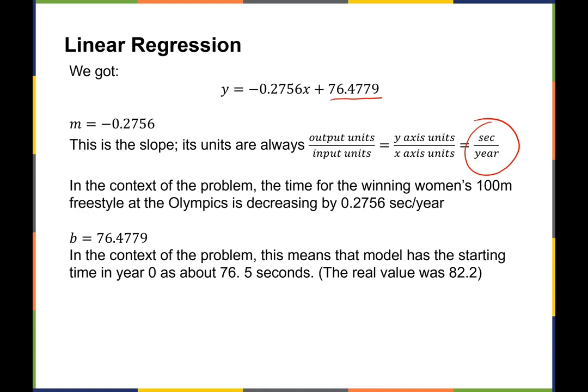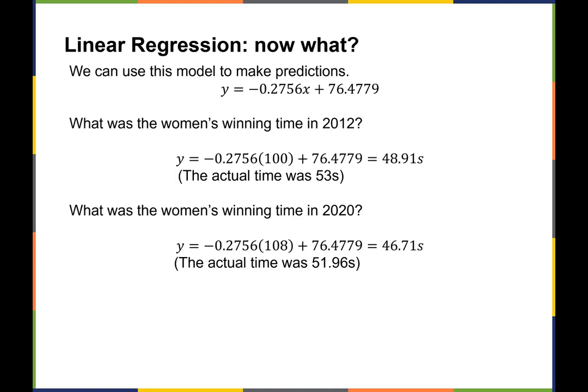Our B value was given to us by Desmos as 76.4779. So what this is saying is, in the context of the problem, the model has this as our starting value. So at year 0, which was 1912, the model says that the winning time was about 76.5 seconds. The real value was 82.2, because remember, a model is just approximating our values. It's doing its best guess. It's not going to be perfect. And this is the starting value for the model.